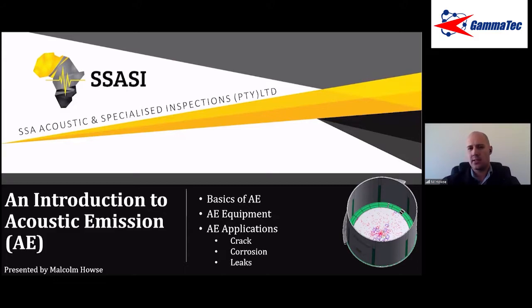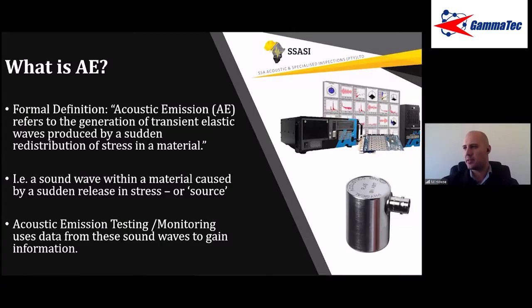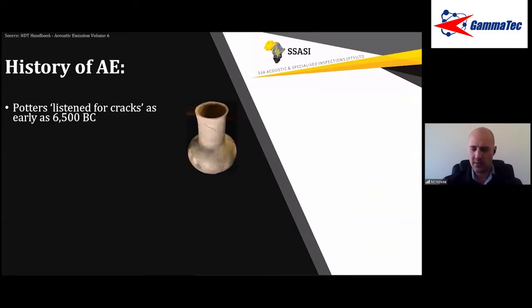Okay, so let's start at the very beginning, basically. And what is acoustic emission? Now, the formal definition is acoustic emission refers to the generation of transient elastic waves in a material, okay? Just means it's a sound wave in a material. Now, these sound waves have to have a source. And this is where acoustic emission comes in. I'll abbreviate this to AE during the course of this presentation. And we use acoustic emission to obtain useful information from these sound waves. So very much like ultrasonic testing, but there are a few differences.